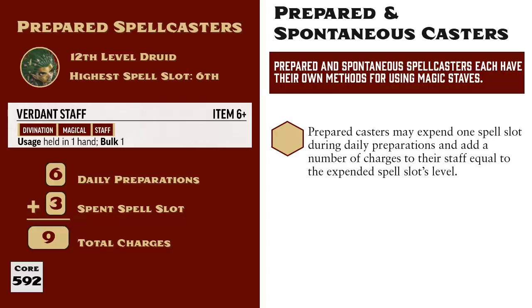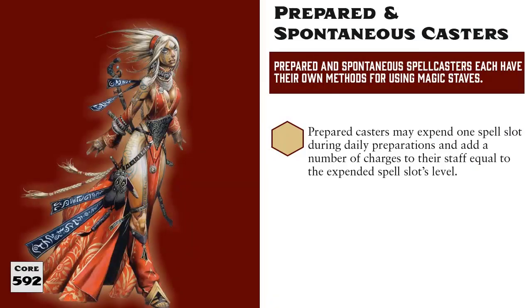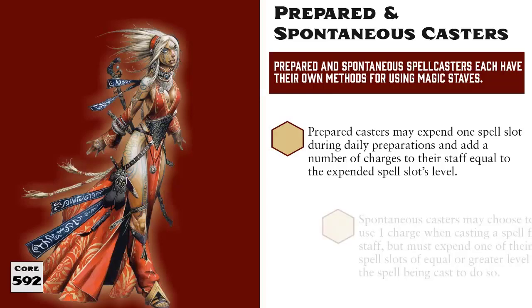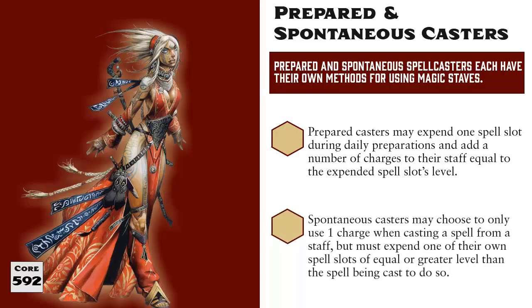So prepared casters have an extra way to boost their staff's power during their morning preparations, and spontaneous casters, like bards, oracles, and sorcerers, have an extra way to boost the casting of their staff spells. Spontaneous spellcasters can spend their own spell slots to reduce the number of charges that are consumed when casting with a staff. When a spontaneous spellcaster activates a staff, they can choose to expend 1 charge from the staff and one of their spell slots to cast a spell from the staff of the same level or lower as the expended spell slot.